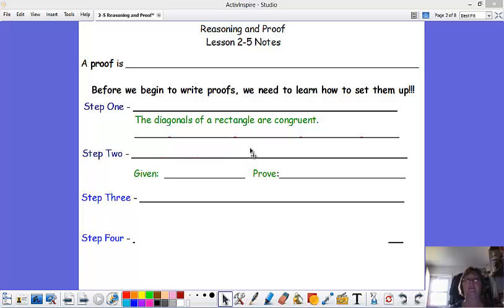So today we're going to be looking at how to set up a geometric proof. We hope to give you a nice gentle introduction to how to set up and write a proof today.